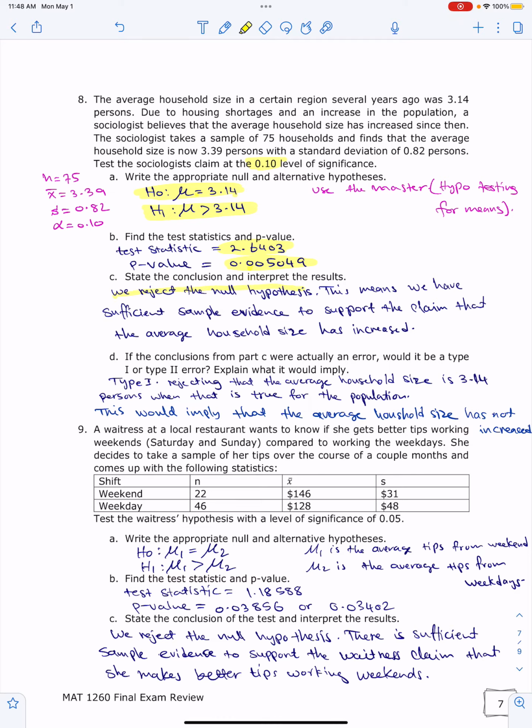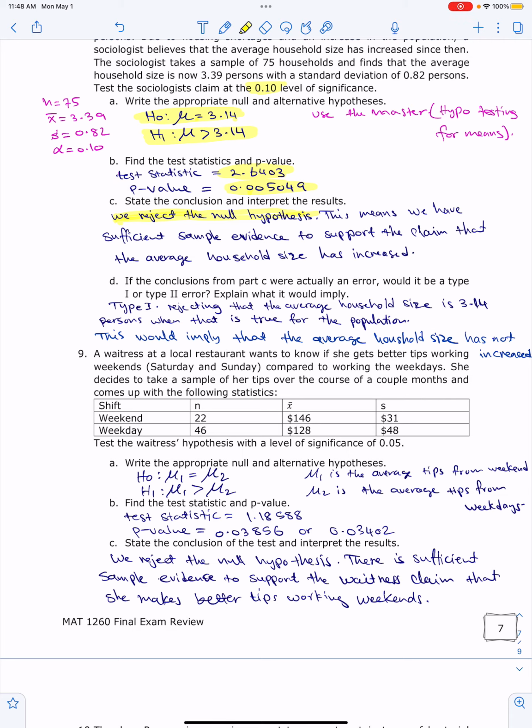If the conclusion from part C were actually an error, would it be a type 1 or type 2 error? Explain what it would imply. So in this case, if the conclusion from part C was wrong, which means we rejected the null hypothesis, but the null hypothesis is still true, that means we are actually making a type 1 error, as I explained here.